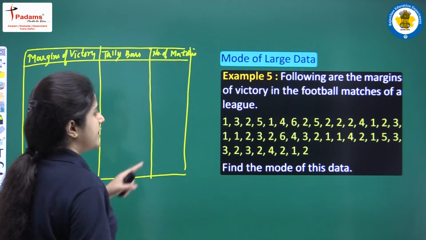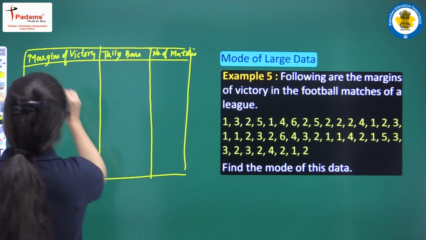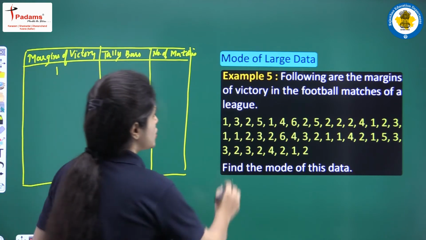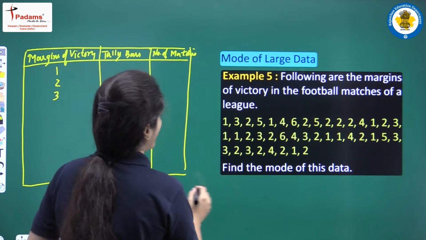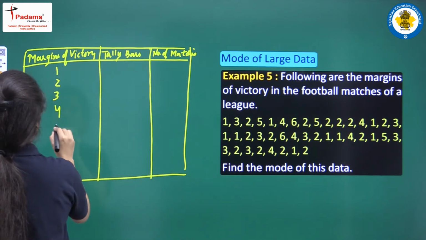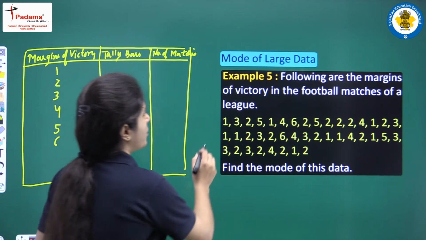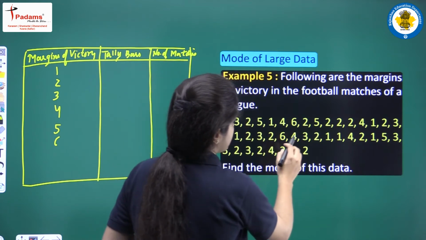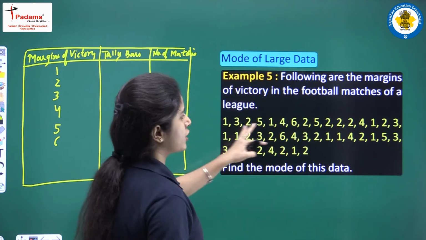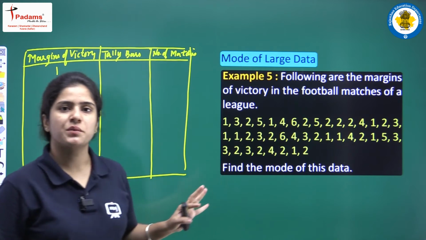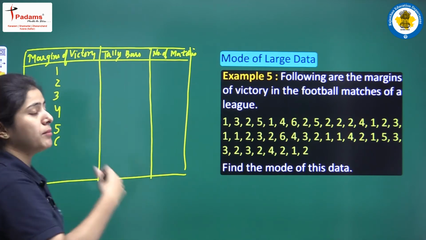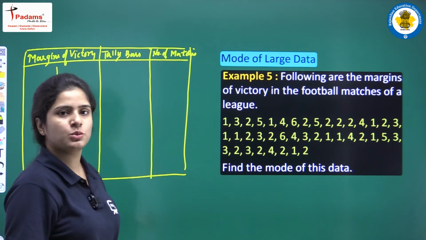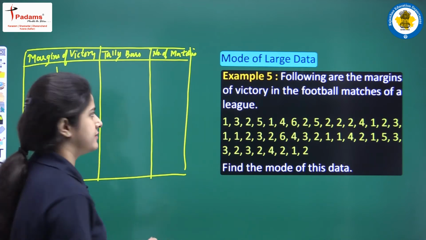Okay students, now we'll start with 1, then 2, 3, 4, 5, 6. Anything apart from 6 is not coming here. So we'll calculate for 1, 2, 3, 4, 5, 6 and draw tally marks for how many times each is coming. Alright students, firstly we'll calculate for 1.